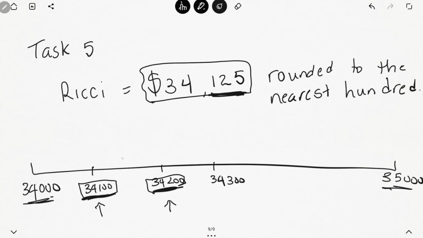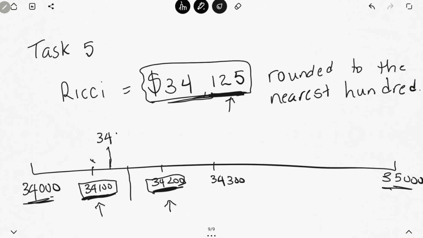34,200? So what I would say is determine your halfway point. Between 34,100 and 34,200, the halfway would be 34,150. All right. Where would 34,125 be on our timeline? Would it be before 34,150 or after 34,150? As you can see here, 125 is smaller than 150. So 34,125, let's erase this to make it simpler, would be somewhere here.